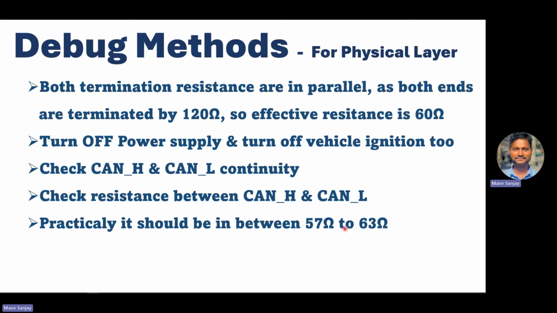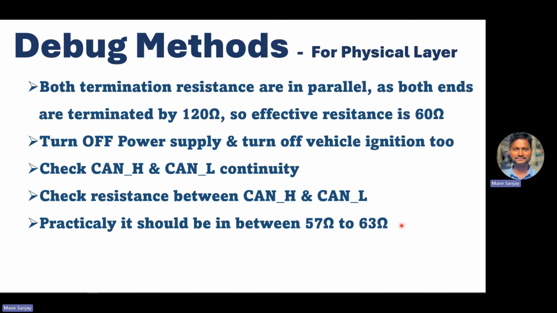Many times you can find that value around 58 point something, or sometimes you can find the value of 62 point something or 59. You never find the exact value of 60 ohm, right? So if the value is between 57 ohm to 63 ohm, that means your termination is properly done. If you are getting the value around 40 ohm, that means some additional 120 ohm is in the network.